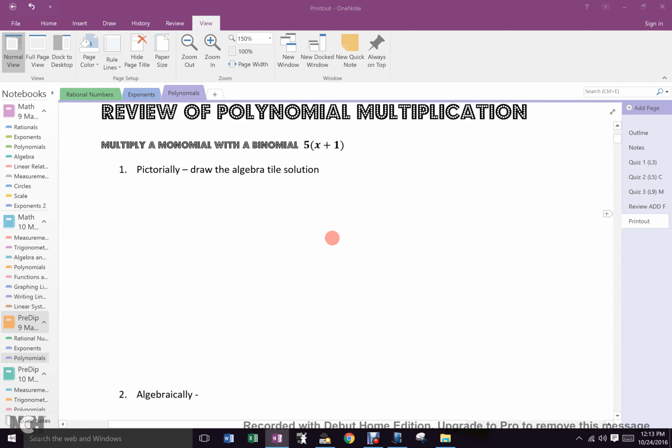Multiply that pictorially. You shouldn't need me to show you it. What are you going to draw first? You're going to draw the x plus 1, yes? Yes. How many times are you going to draw it? 5 times.